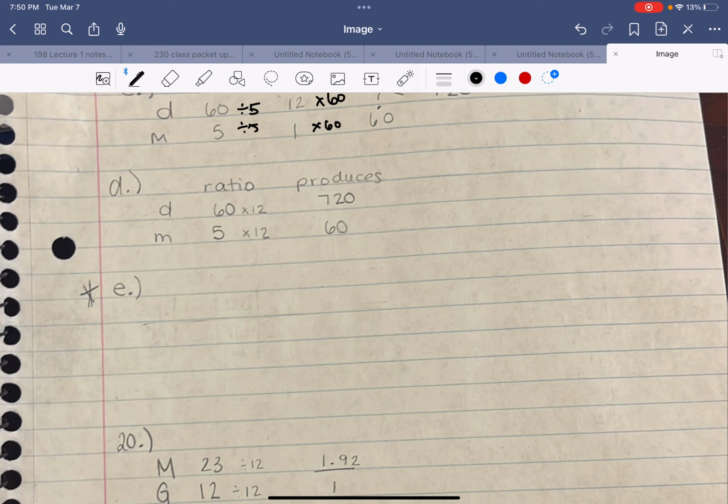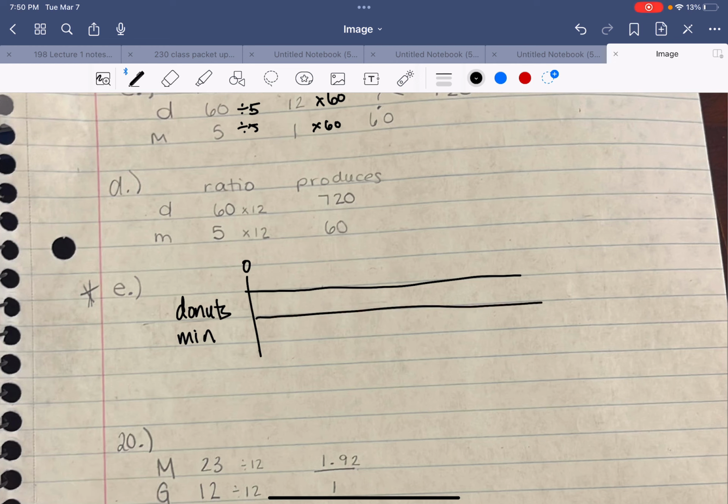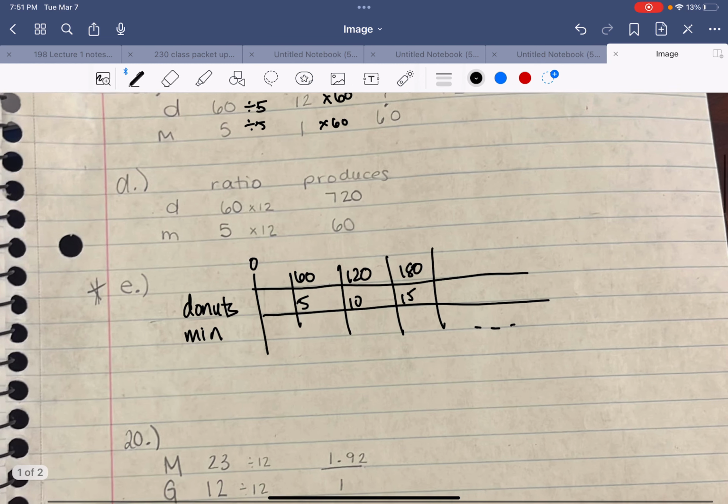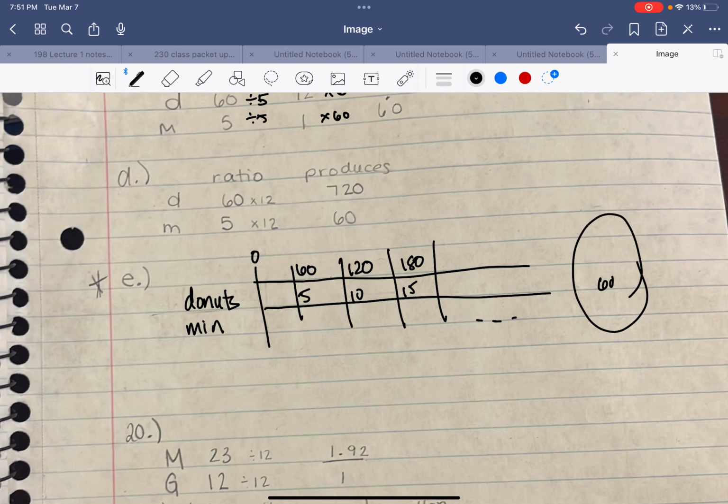Okay. For E, I believe they ask you to do a ratio table or a double number line. So I would go double number line here. So you have your donuts and you have your minutes, and you're going to start them at 0. And then you're going to count out by 60 donuts in 5 minutes. Whoops, sorry about that. 120 in 10 minutes. 180 in 15 minutes, so on and so forth until you get to your 60-minute mark, right? So that would be a double number line for letter E.